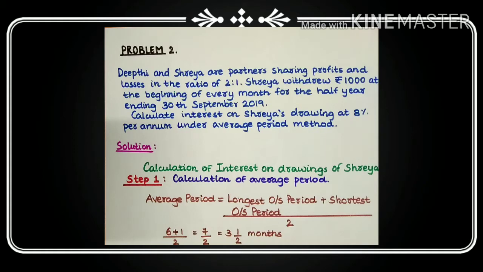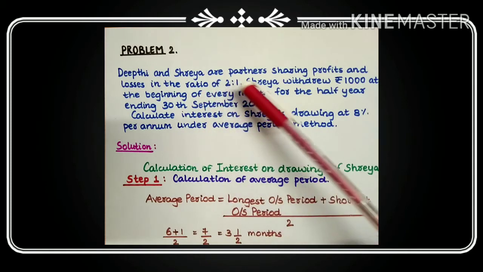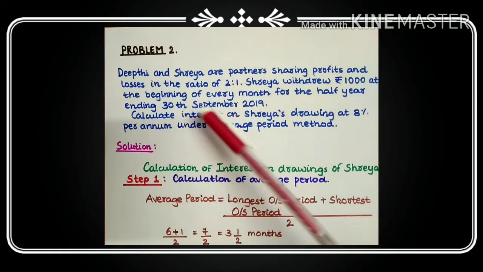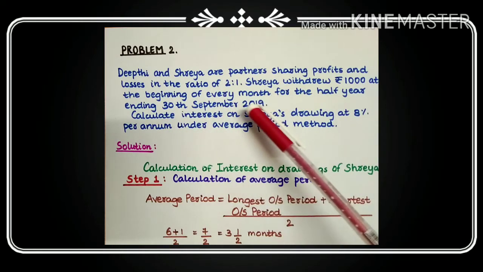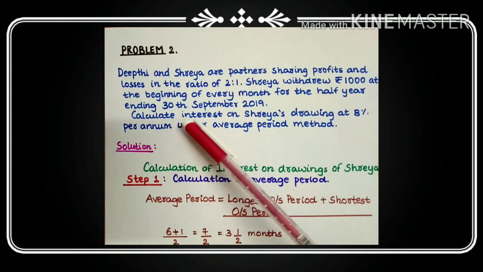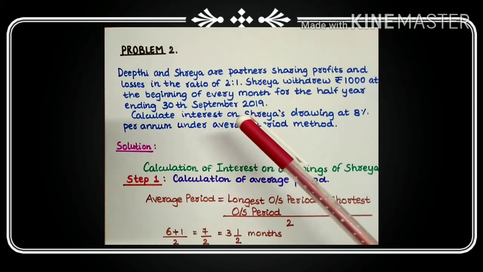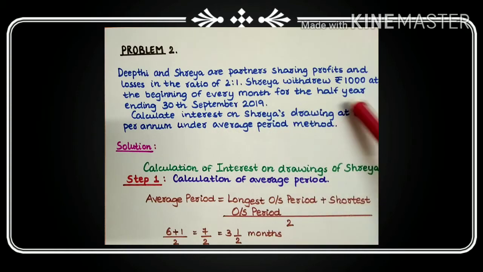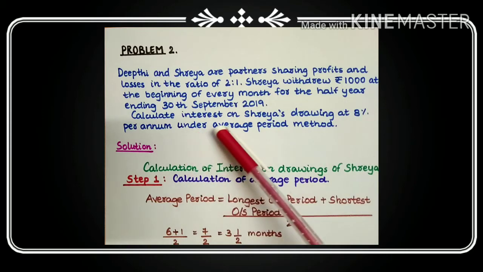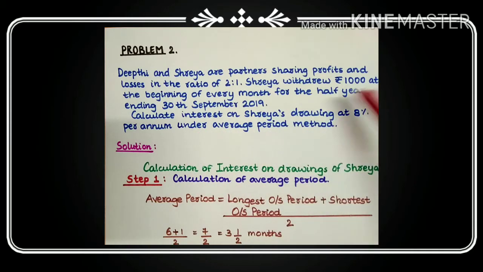Let us understand the average period method. Problem 2. Deepthi and Shreya are partners sharing profit and losses in the ratio of 2:1. Shreya withdrew 1000 rupees at the beginning of every month for the half year ending 30th September 2019. See, beginning of every month. That means April 1st, May 1st, every month beginning till September she has withdrawn 1000 rupees, for half year means 6 months. So we have to calculate interest on Shreya's drawings at what rate? 8% per annum under average period method.